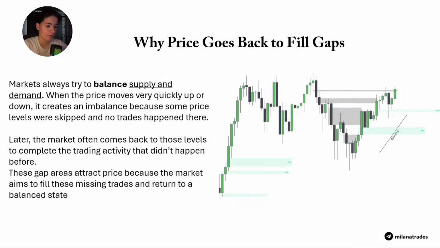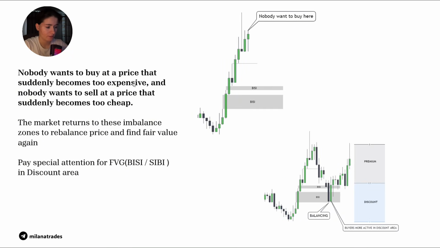continuing. Why does price go back to fill imbalance? Markets always try to balance supply and demand. When the price moves very quickly up or down, it creates an imbalance because some price levels were skipped and no trades happened there. Later, the market often comes back to those levels to complete the trading activity that didn't happen before. Nobody wants to buy the price that suddenly becomes too expensive, and nobody wants to sell the price that suddenly becomes too cheap.